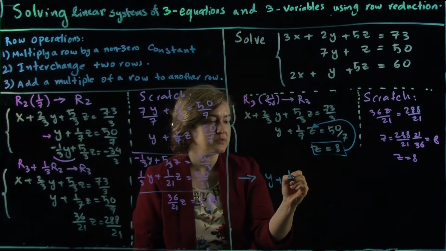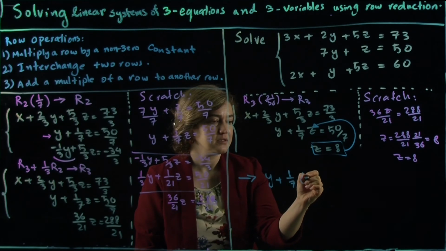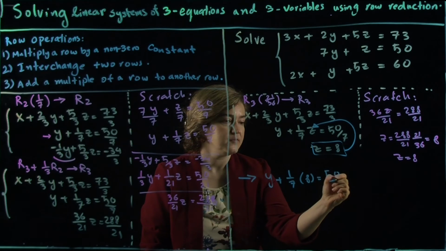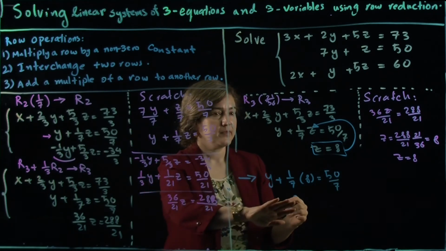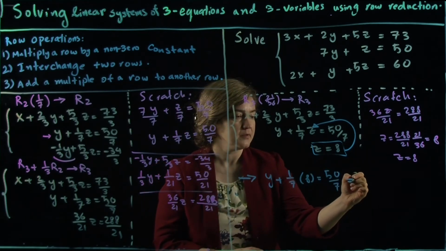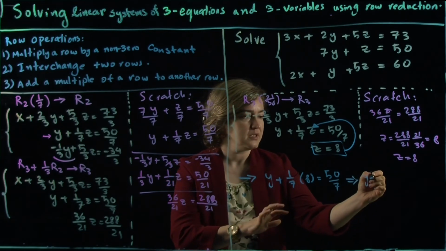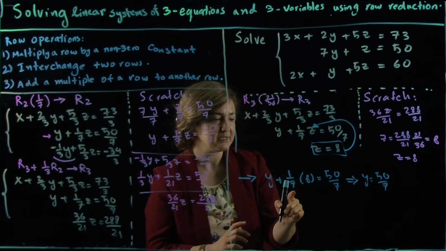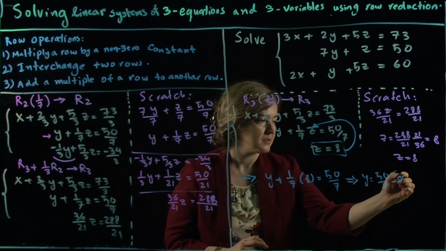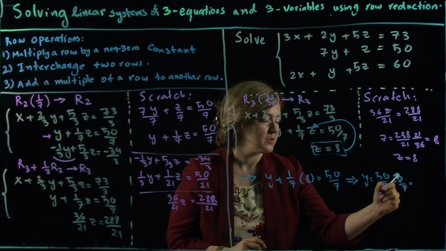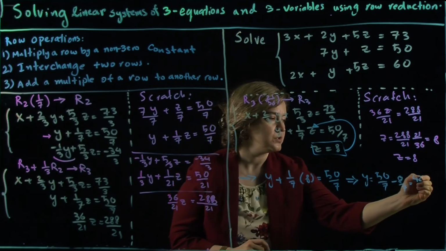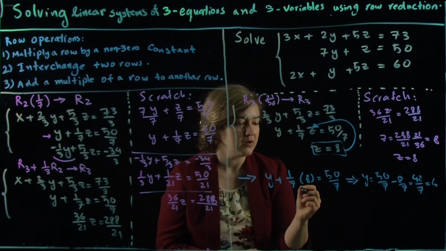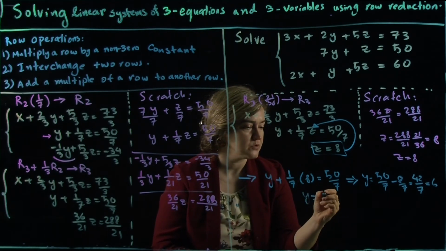So this would be y plus 1/7 times 8 is equal to 50 over 7. This gives me y is equal to 50 over 7, subtract 8/7. And we get 42 divided by 7, which is 6. So now I solve for y equal to 6.